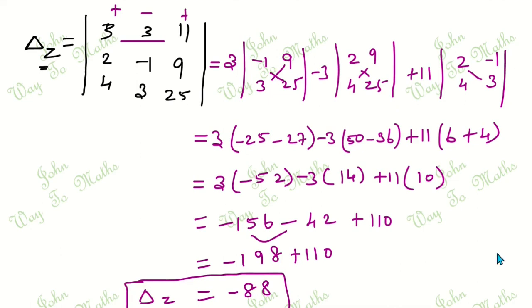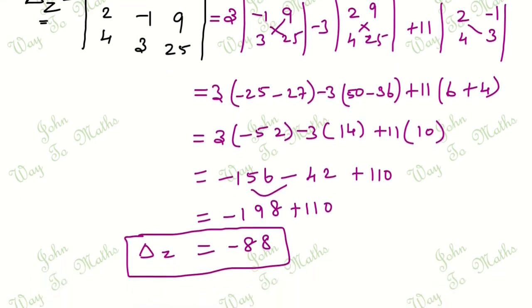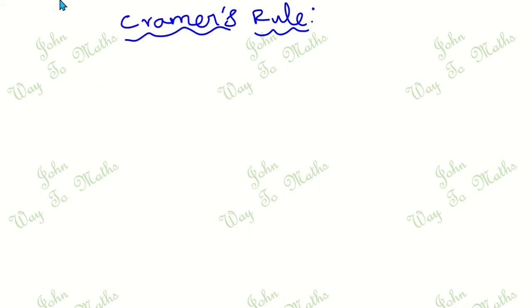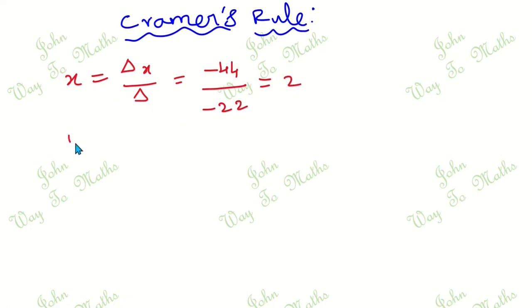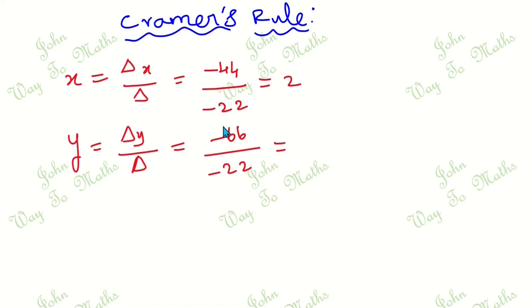Next, I'm going to substitute in Cramer's rule. So here using Cramer's rule, x becomes del x by delta. Here del x becomes minus 44, delta becomes minus 22, which is equal to minus cancels. So 1 22s are 22, then 2 22s are 44. Next, y becomes del y by delta, which is equal to minus 66 by minus 22, which is equal to minus cancels. Then 3 times 22 becomes 66. So here 3.